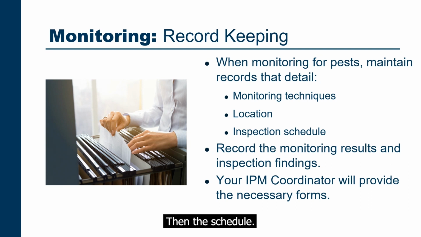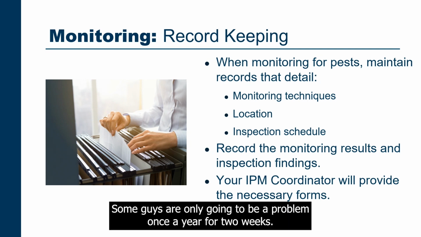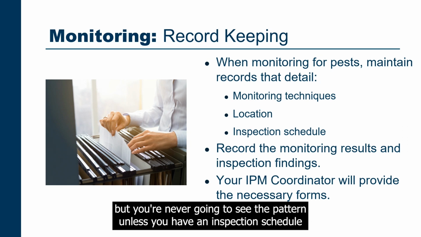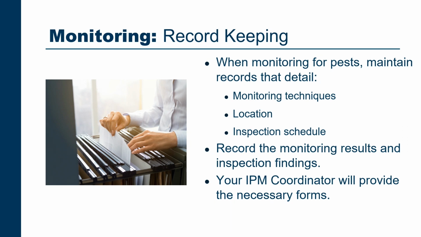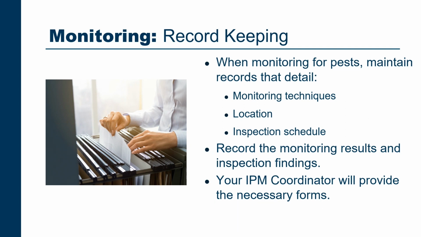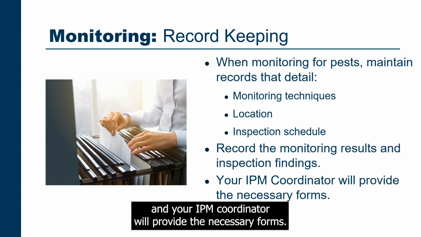Then the schedule. Some pests are only going to be a problem once a year for 2 weeks. Some are going to be a problem intermittently, but you're never going to see the pattern unless you have an inspection schedule. Record the monitoring results and your inspection findings, and your IPM coordinator will provide the necessary forms.